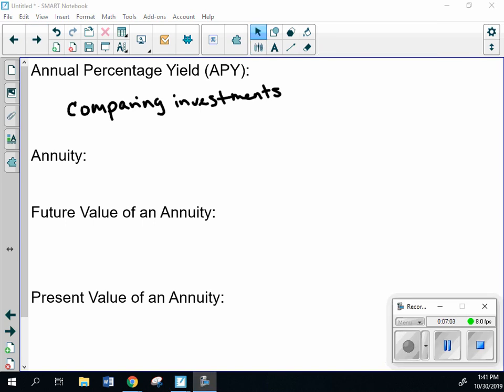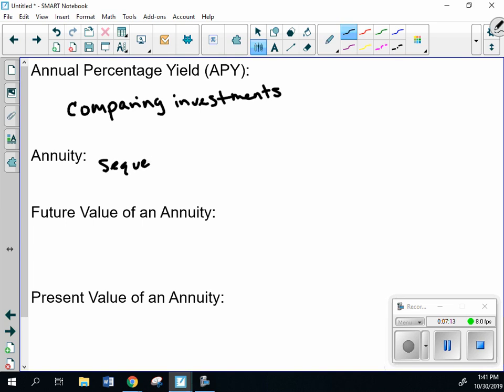An annuity is a sequence of equal periodic payments. So basically like a monthly payment when you have to pay your bills, this is your annuity. So just a phrase that you'll hear in financial jargon type of stuff.